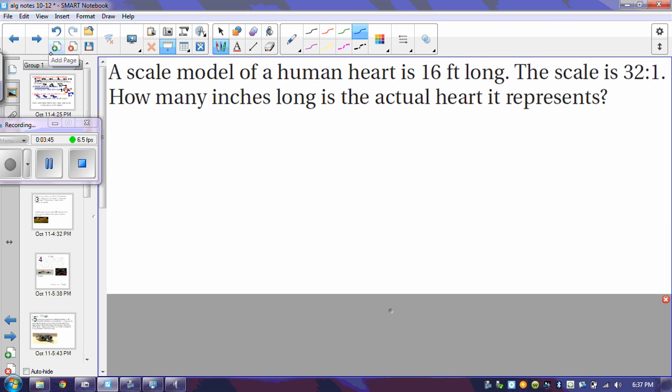So let's look at some examples here. We have a human heart, and the scale model is 16 feet long. Now, obviously, this is larger than the actual heart. So when I look at this scale, I know that the larger number must be my model, and the smaller number must be my actual heart. So for every 1 centimeter on my actual heart, I'm going to make it 32 centimeters on this model.